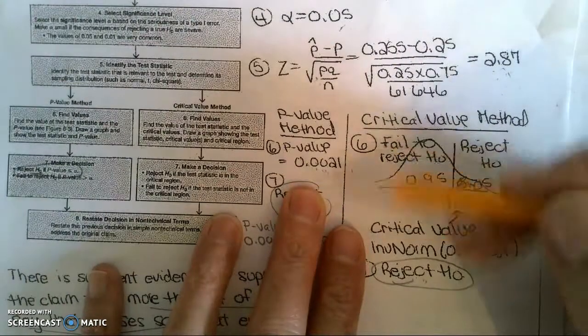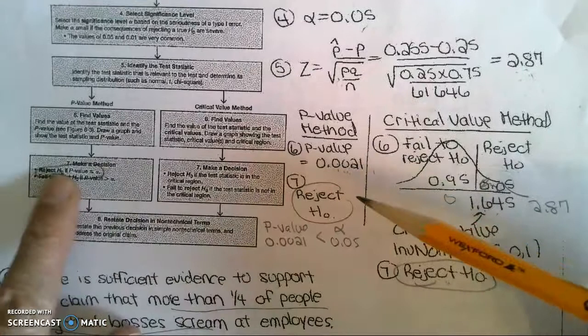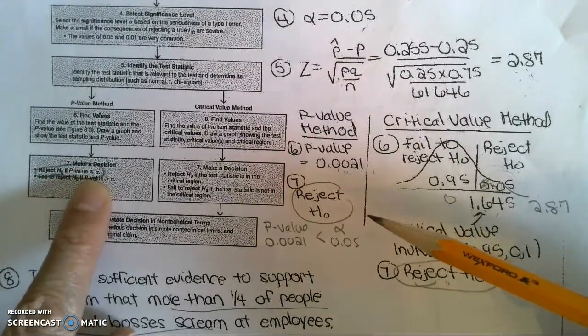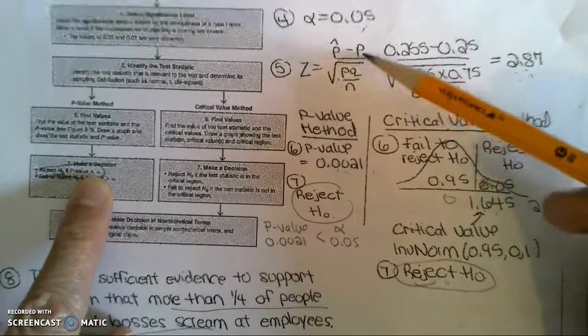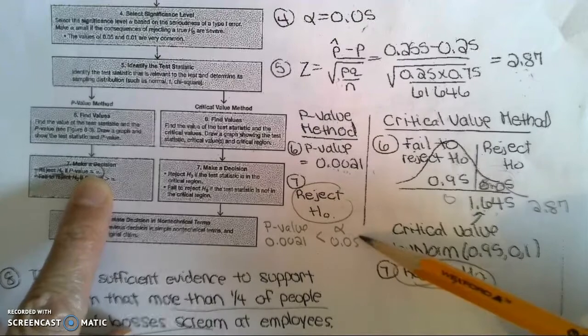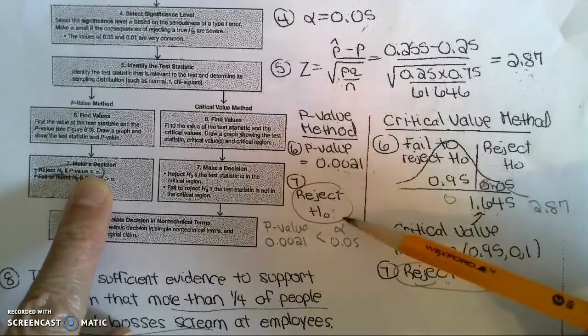So let me go ahead with the p-value method. I compare the p-value right here with the alpha. If the p-value is smaller than alpha, then you're going to reject the null. Here's my p-value. Here's alpha. It's definitely smaller, so I'm going to reject the null. Okay, so that's that method.